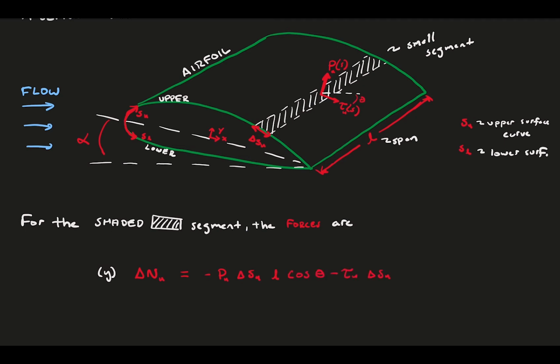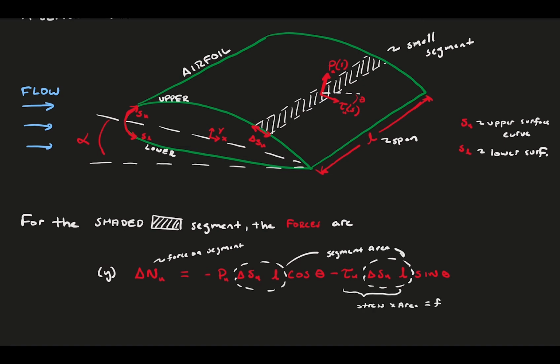Note here that the pressure and the shear are relative to the local surface, which might be at an angle relative to the chord line. The angle between the local surface and the chord line is theta. We do this for both the y and x directions.